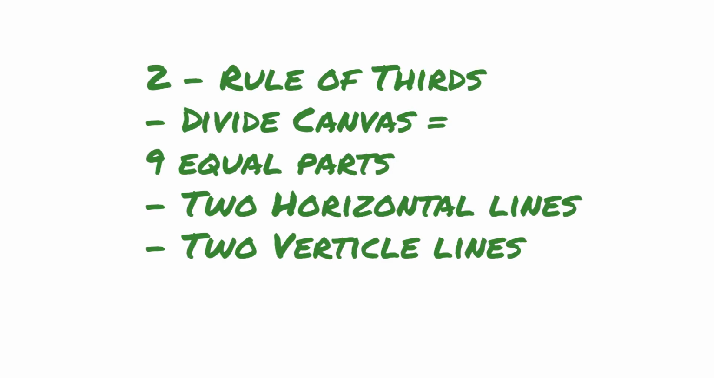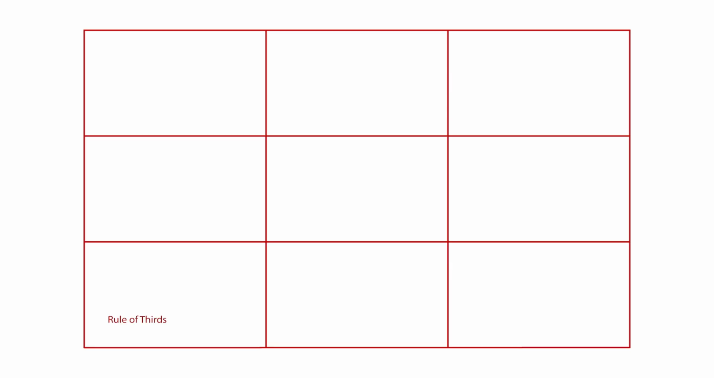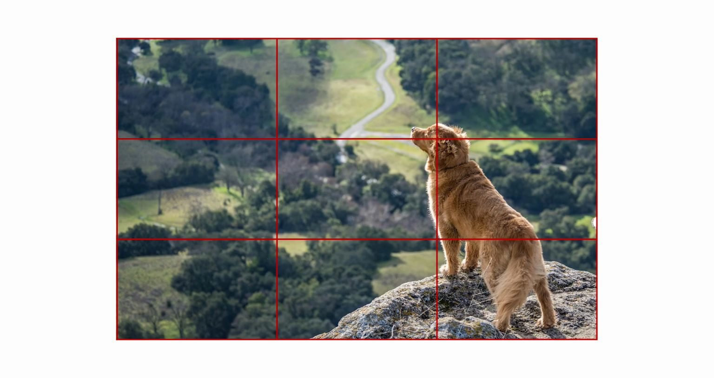Second one is rule of thirds. Divide your canvas into 9 equal parts using 2 horizontal and 2 vertical lines. Then we'll position key elements along these lines or at their intersections to create balance and interest.